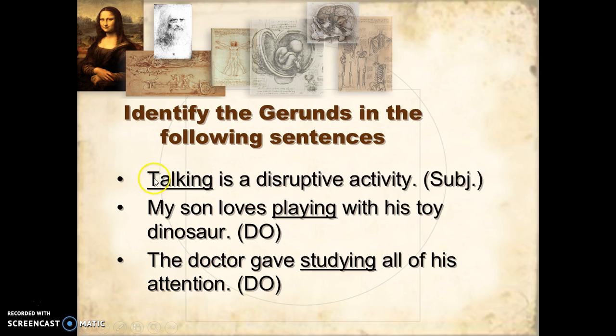So here are the gerunds. Sentence number 1, talking is your gerund, and it's functioning as a subject. And number 2, playing is a gerund, and it's functioning as a direct object. And in number 3, studying is a gerund, and it's functioning also as a direct object.